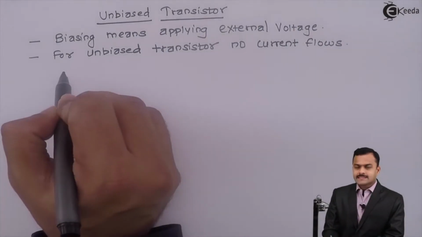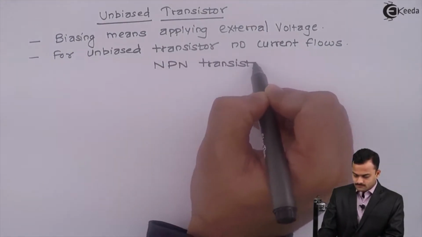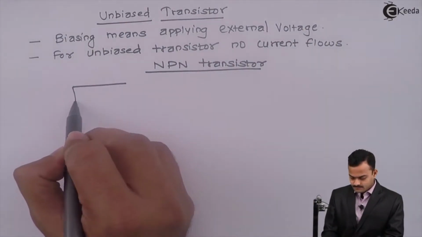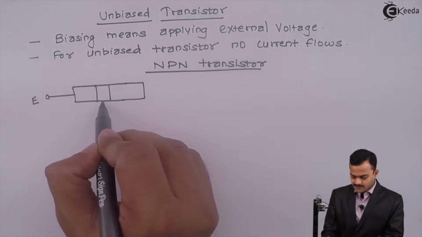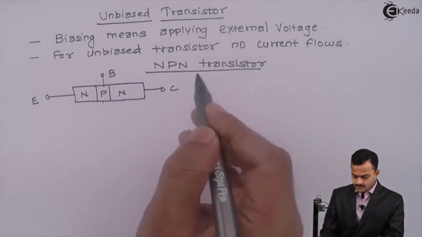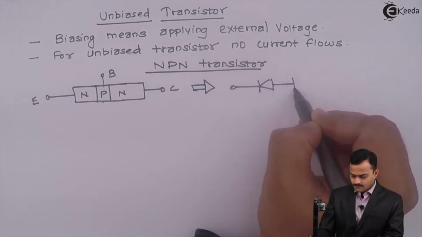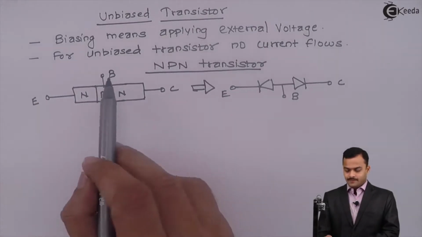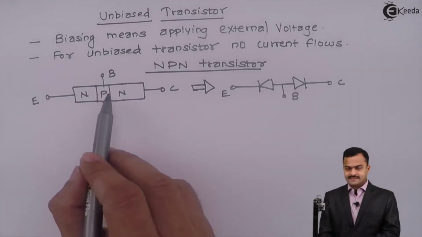But still, a transistor is nothing but two diodes connected back to back. Let's explain it for an NPN transistor. Once again, I will draw a layer structure. The three terminals are emitter, base and collector. It's an NPN transistor, so it is like this. Now I am not biasing it. That means no voltage is applied externally, but still we'll check what happens inside.